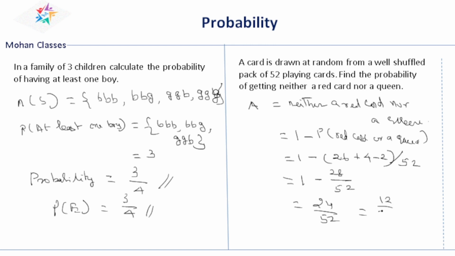12 by 26, that is 6 by 13. So the probability P of A is equal to 6 by 13 is the answer. Understand what we did here?